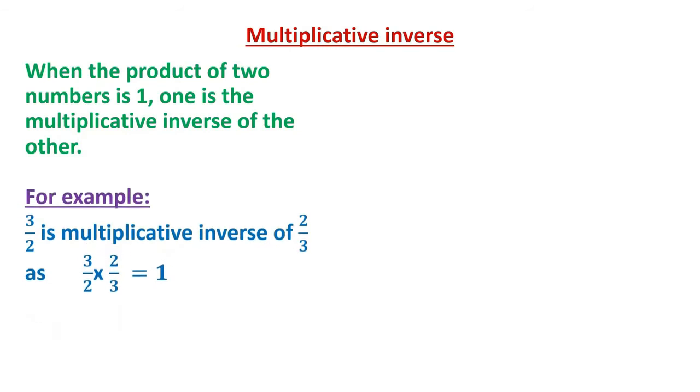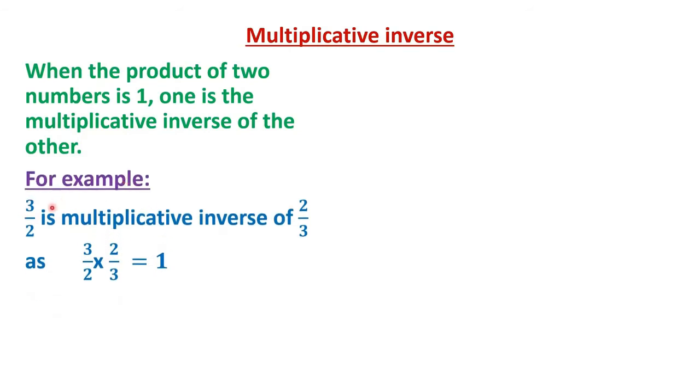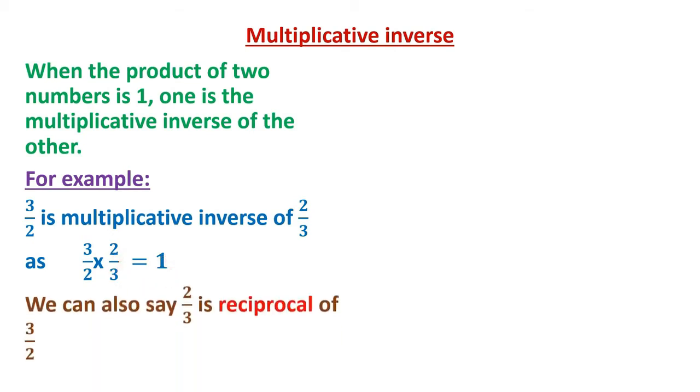Suppose, for example, I give you 3 by 2 as the fraction, and I ask what is the multiplicative inverse of 3 by 2. When we multiply 3 by 2 into 2 by 3, that will give you 1. So 1 is what we are getting here. That means 2 by 3 we can also call the reciprocal. So the multiplicative inverse of 3 by 2 is 2 by 3. It is also called reciprocal.